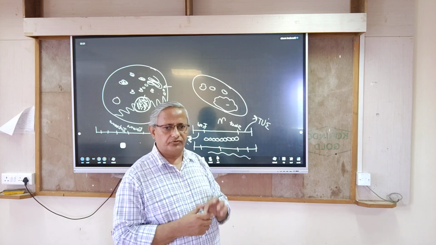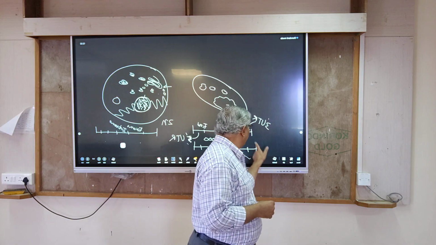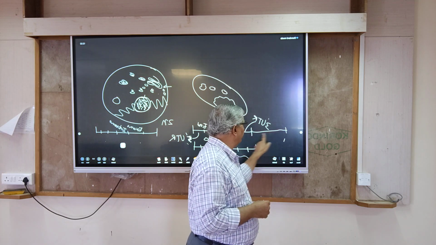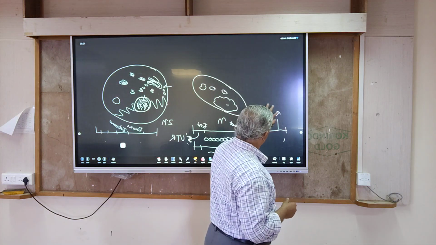There is one more difference between prokaryote and eukaryote. In a prokaryote, what is there before the gene? What is this region? The region upstream of the gene is called the promoter.